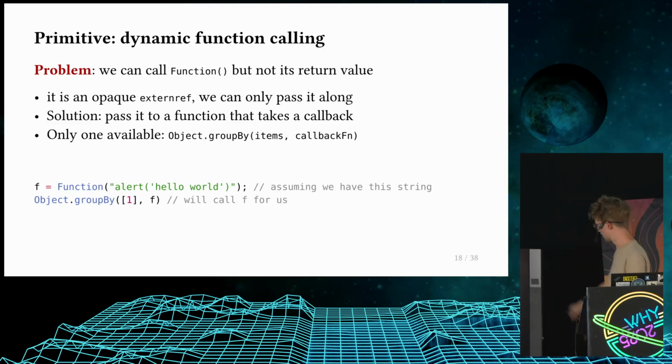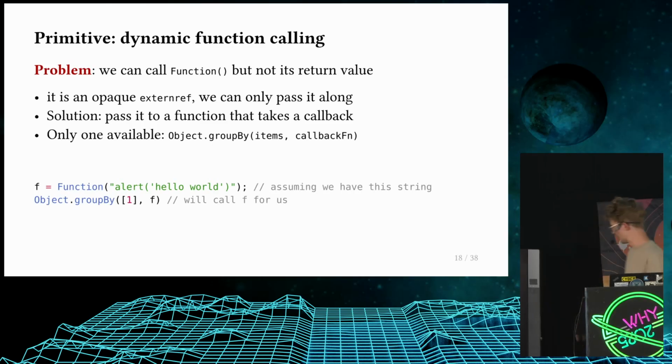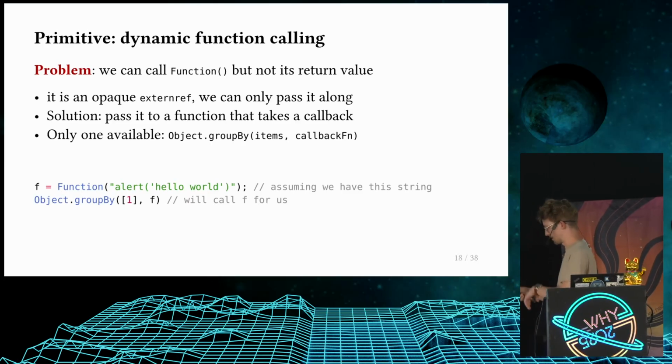Basically, it iterates over this first parameter, which is an array, and it calls the callback for every item. So if we have an array with just one item, we can use it to indirectly call this reference. I will show a lot of things in JavaScript, like pseudocode, but we're going to be doing this from WebAssembly with the imports.